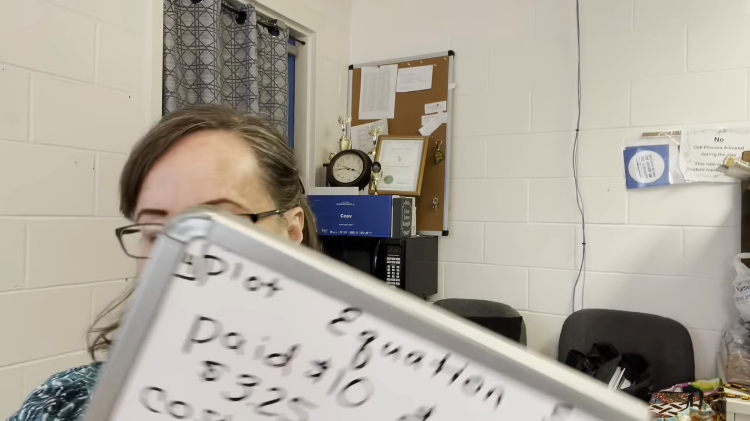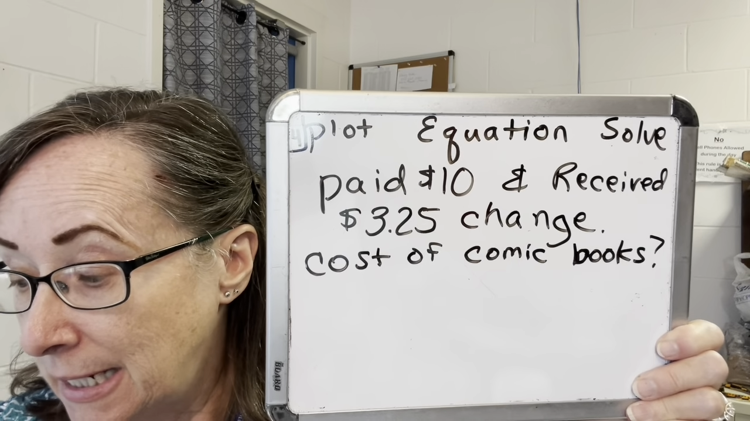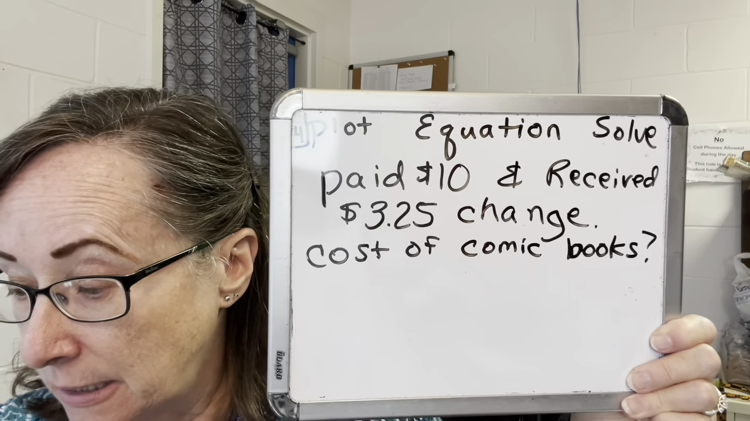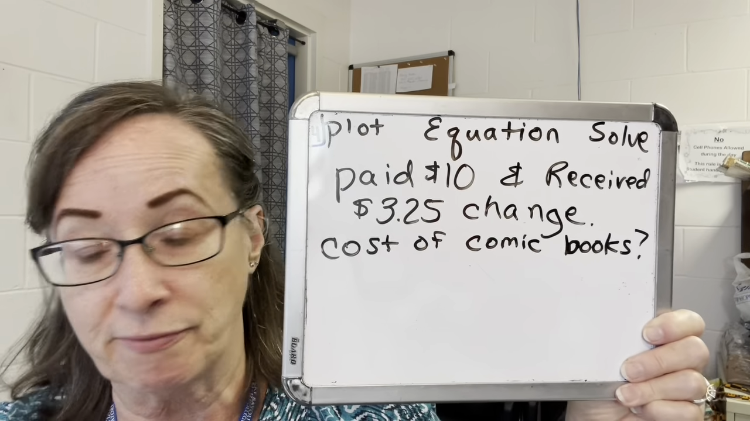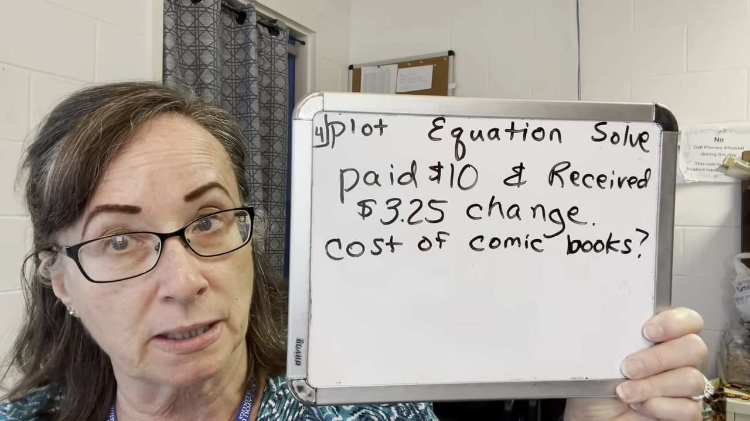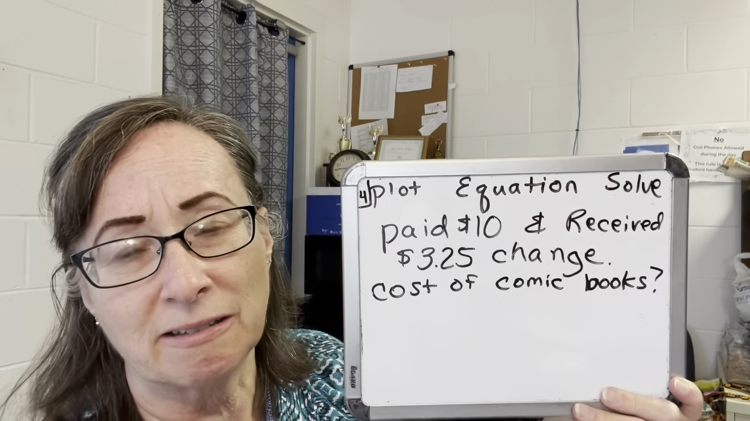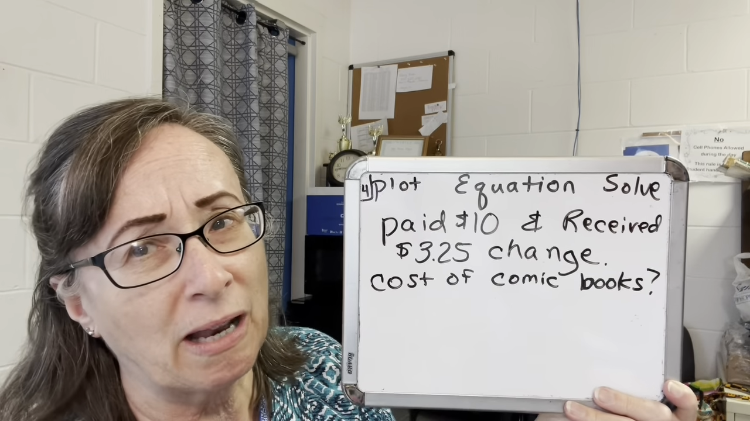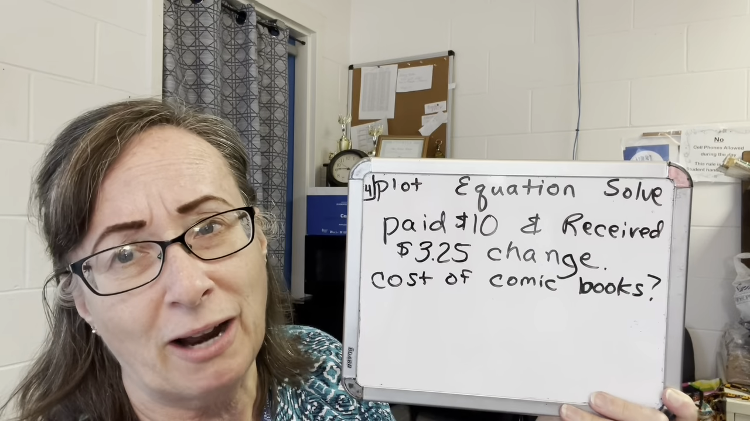Okay, so number 4. Let's read it in the book. It says, identify the plot, write an equation, and solve the problem. Tucker purchased comic books. He paid with a $10 bill and received $3.25 in change. What was the cost of the comic books? Okay, so now for plot, you can say this is subtraction. That's fine. They use plot kind of in a different way. So plot, you're having to subtract.